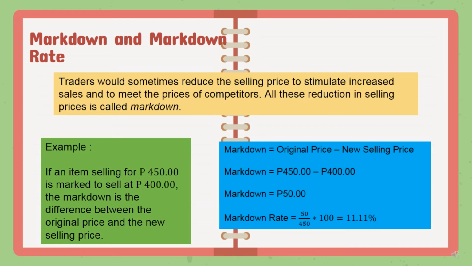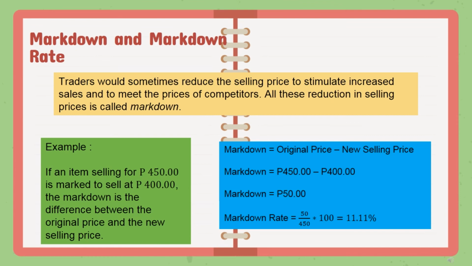If an item selling for 450 pesos is marked to sell at 400 pesos, the markdown is the difference between the original price and the new selling price. So how do we solve for markdown? Markdown is equal to original price minus the new selling price. Since your original price is 450 pesos and the new selling price is 400 pesos, to compute for markdown, you'll have 450 minus 400, that gives you 50 pesos. So 50 pesos is now your markdown.